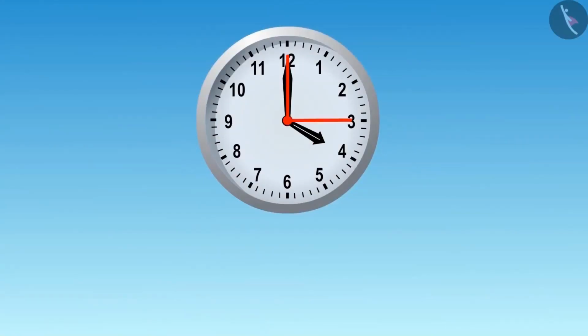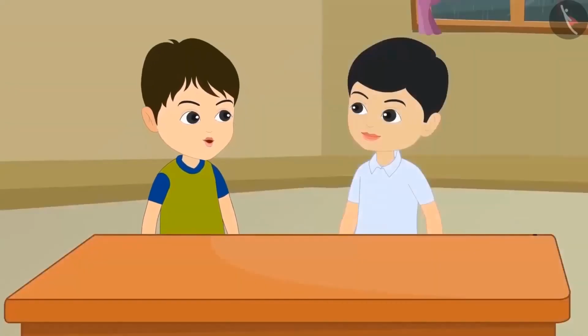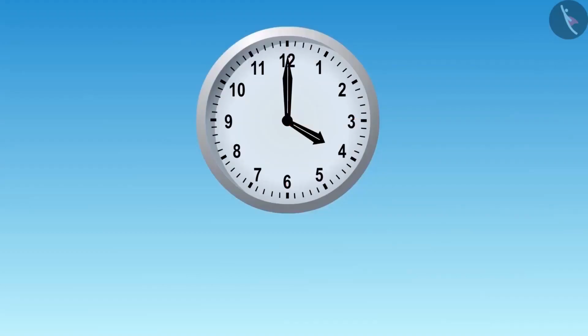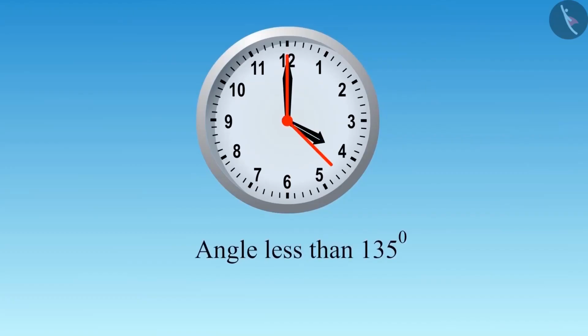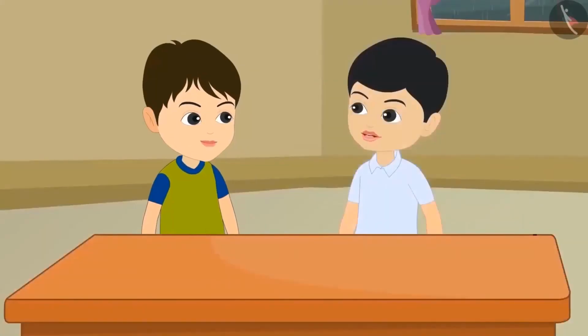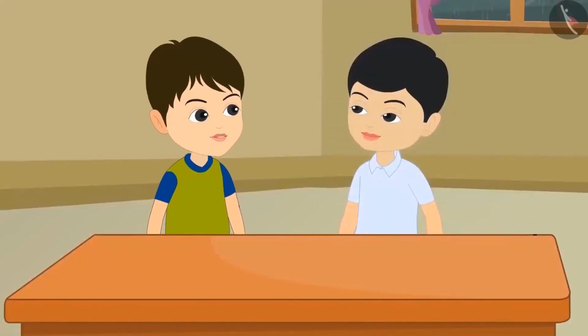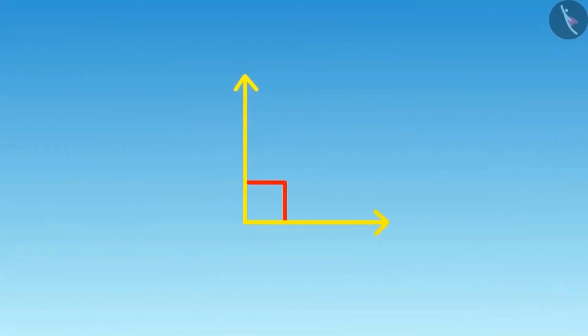This is greater than 90 degrees but less than 180 degrees. And look, Golu, between 90 and 180 comes 135 degrees. Hey, this is also less than 135 degrees. Yes, you got it right, Bholu. Now can you tell me at what all times the angle of 90 degrees is formed in the clock?